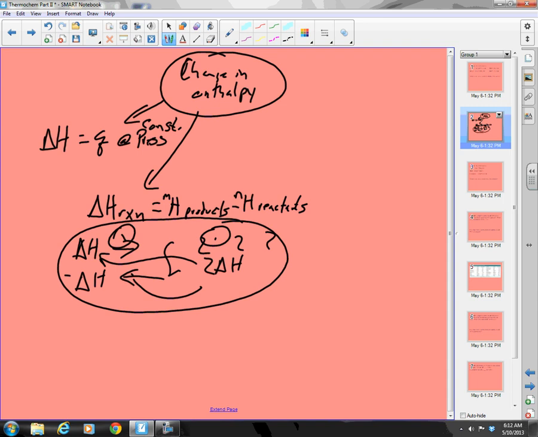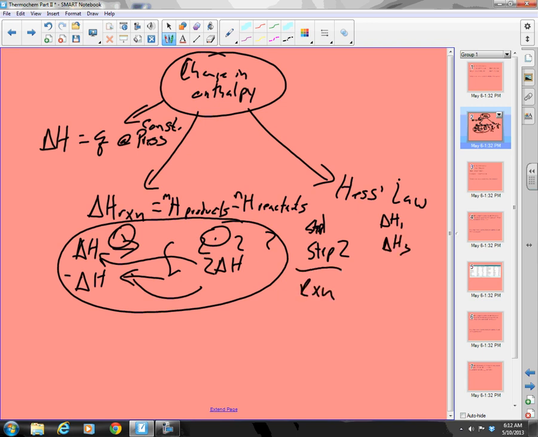And then we talked a little bit more about Hess's law. If you have a reaction that's made out of steps, say a couple of steps, and I have delta H for step 1 and delta H for step 2, then if I can add those steps up to get my total reaction, my delta H for that reaction is just delta H step 1 plus delta H step 2. So that's Hess's law.